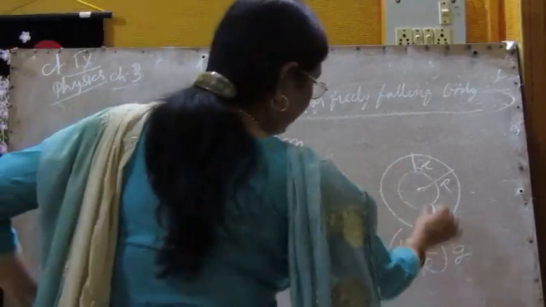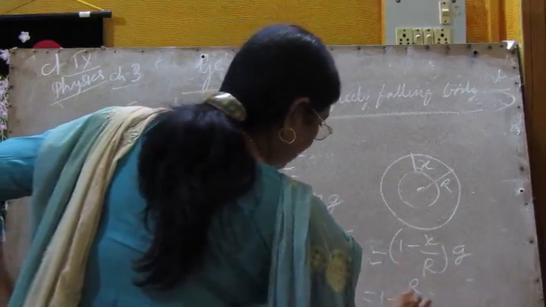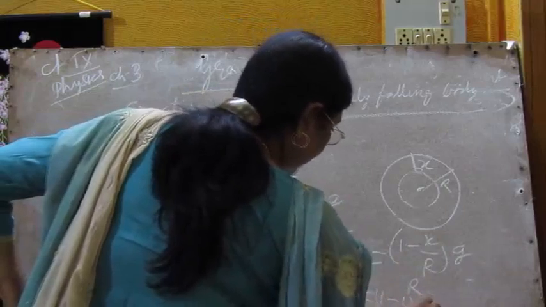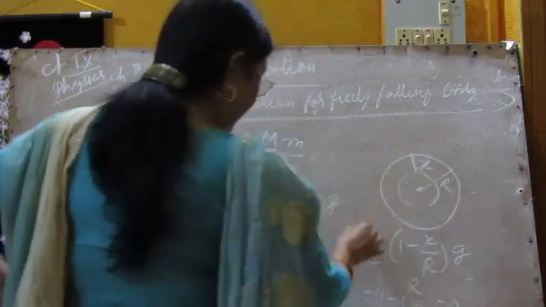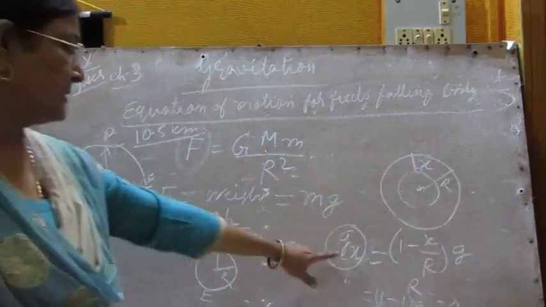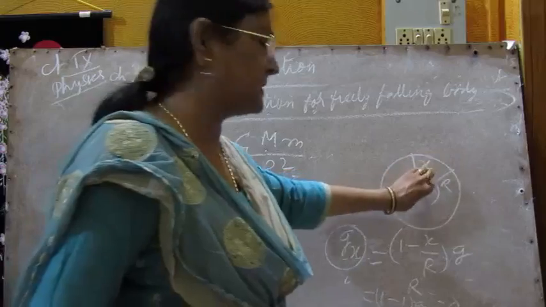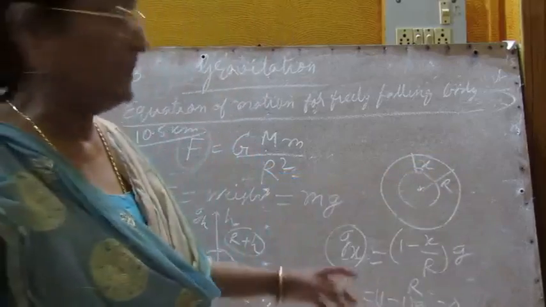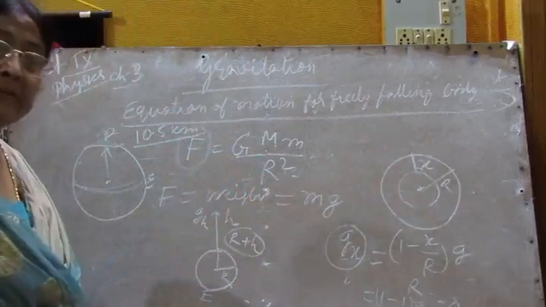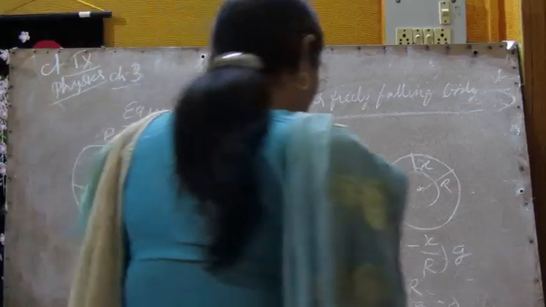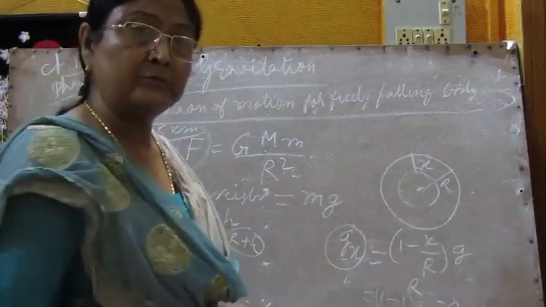Now if x becomes R, then 1 minus 1 equals 0. That means if the object comes to the center, at that time gx will be 0. That means the acceleration due to gravity at the center of the earth is 0. That is the relation of the variations of the acceleration due to gravity. And in this way we can explain the variations of gravity due to attraction. Thank you.